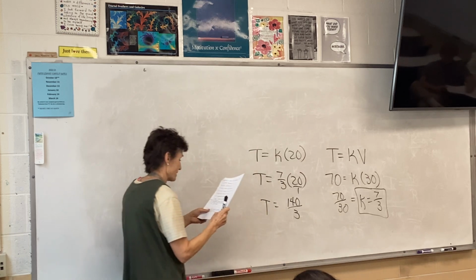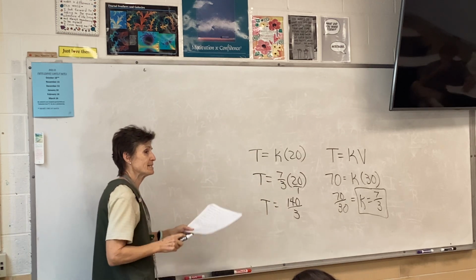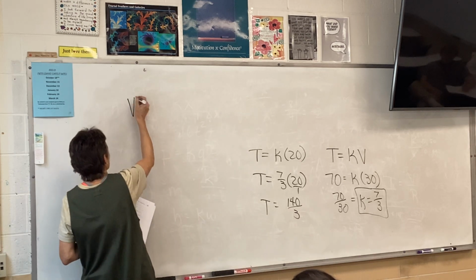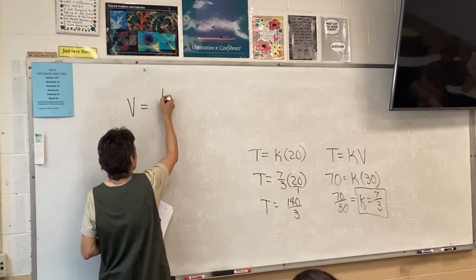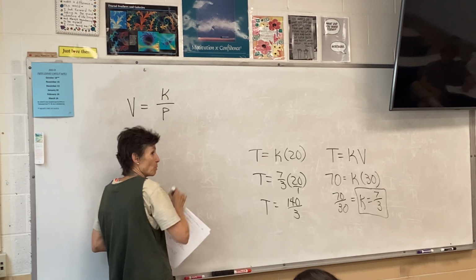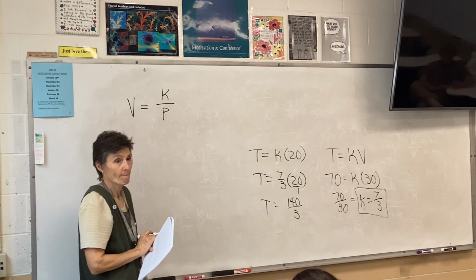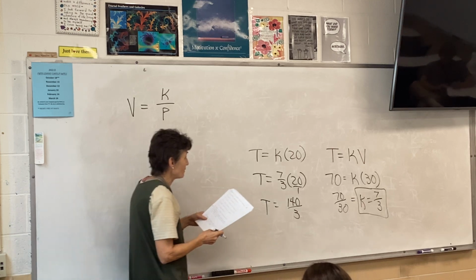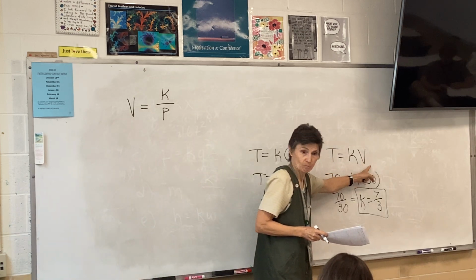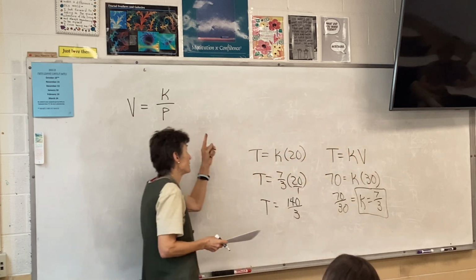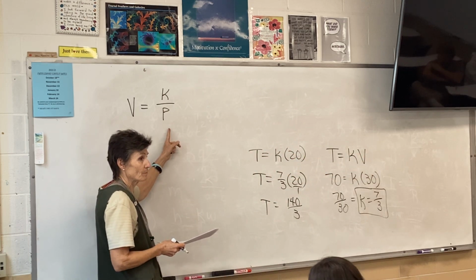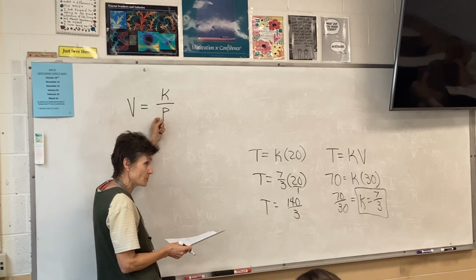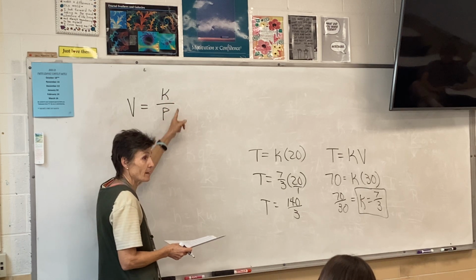All right, so now next. Volume varies inversely as pressure. So what does that equation look like? When they vary directly, we multiply, K times whatever. When they vary inversely, we divide, K divided by whatever. So start with the first thing they said, volume, so V equals, and then K over P.